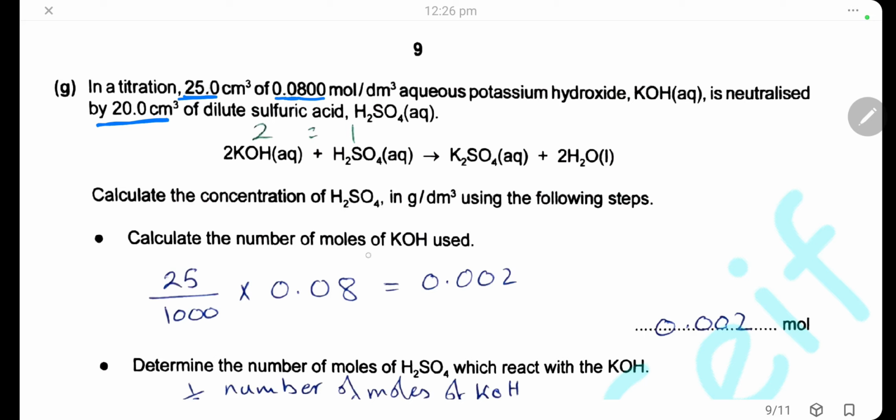First, we want to calculate the number of moles of potassium hydroxide, which of course will be the concentration times the volume in dm³. So we will convert the volume into dm³ by dividing by 1000, then multiply by the concentration, which is 0.08. The number of moles of potassium hydroxide will be 0.002 moles.